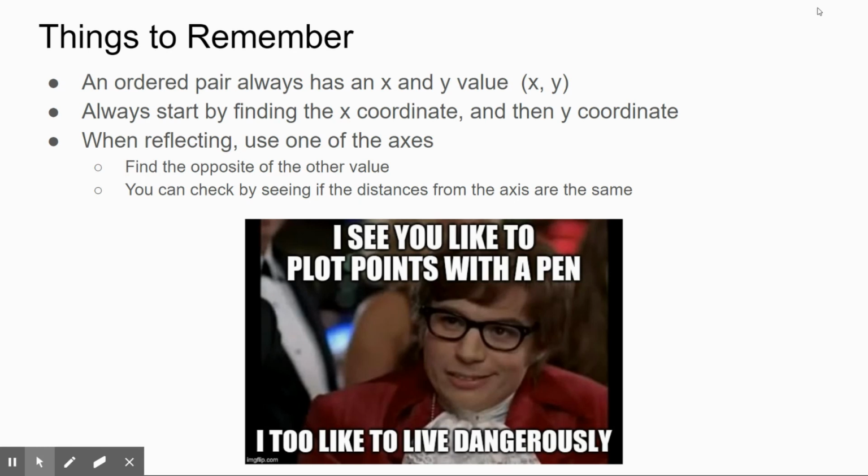When we're using reflection, we're going to use one of the axes. Find the opposite of the other value. So again, if you're reflecting across the x-axis, look for the opposites of the y value. If you're looking at the y-axis, look for the opposites of the x values. And you can check your work to make sure you've done it correctly by seeing if the distances from your axes are the same. They should be exactly the same. And in fact, if you take the absolute value of both of your opposites, those should be the same as well. So write those down if you need.